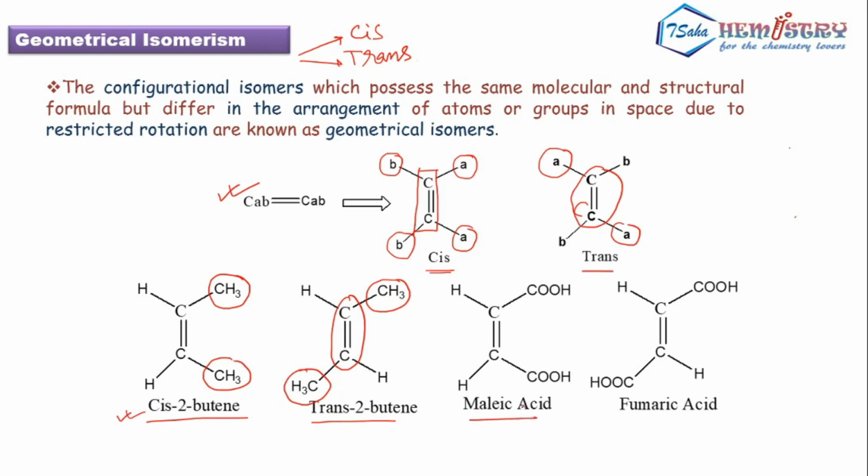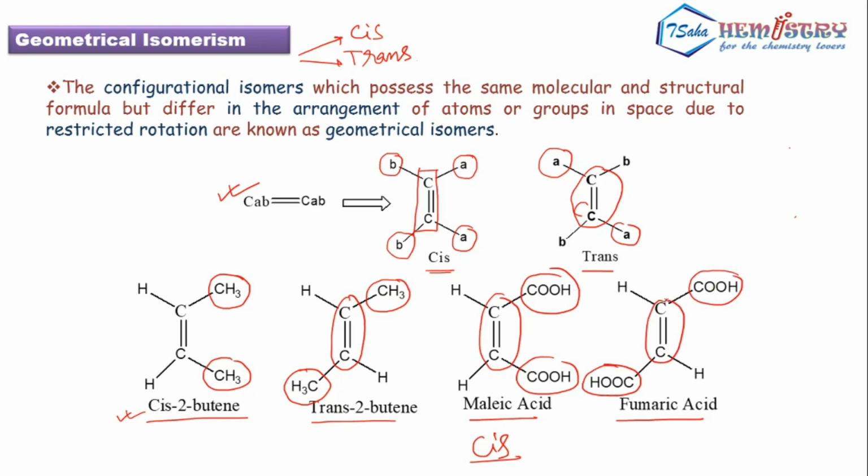Similarly, in the case of maleic acid, this is a cis isomer. Why? Because the COOH groups are present on the same side across this double bond, that's why it is a cis isomer. Similarly, in the case of fumaric acid, the COOH groups are present on opposite sides across this C=C double bond, that's why it is known as trans isomer. So the cis isomer is maleic acid and the trans isomer is fumaric acid.